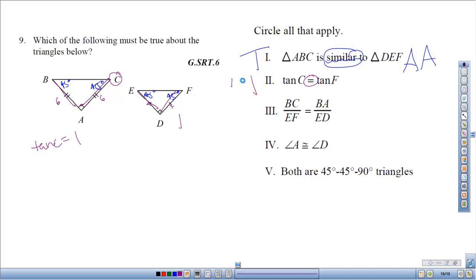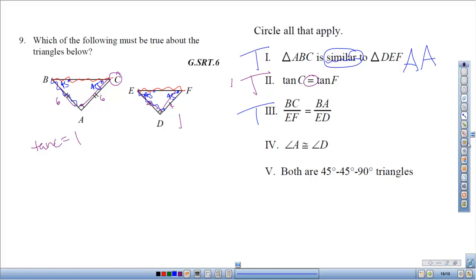Yes, that's true. Okay, next thing I'm going to do, if these are similar, maybe some of the sides are proportional. Let's see if they pick the right sides. So they're saying BC goes with EF. Well, those are corresponding sides. The same way that BA goes with ED. Do all those sides, are they corresponding? Yeah, that's true.